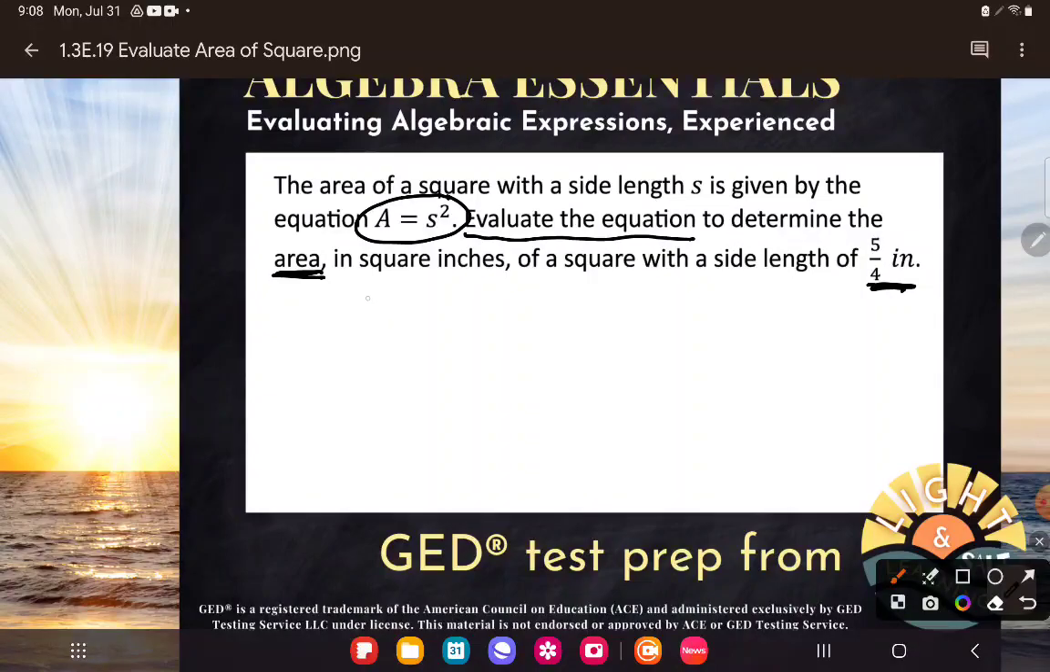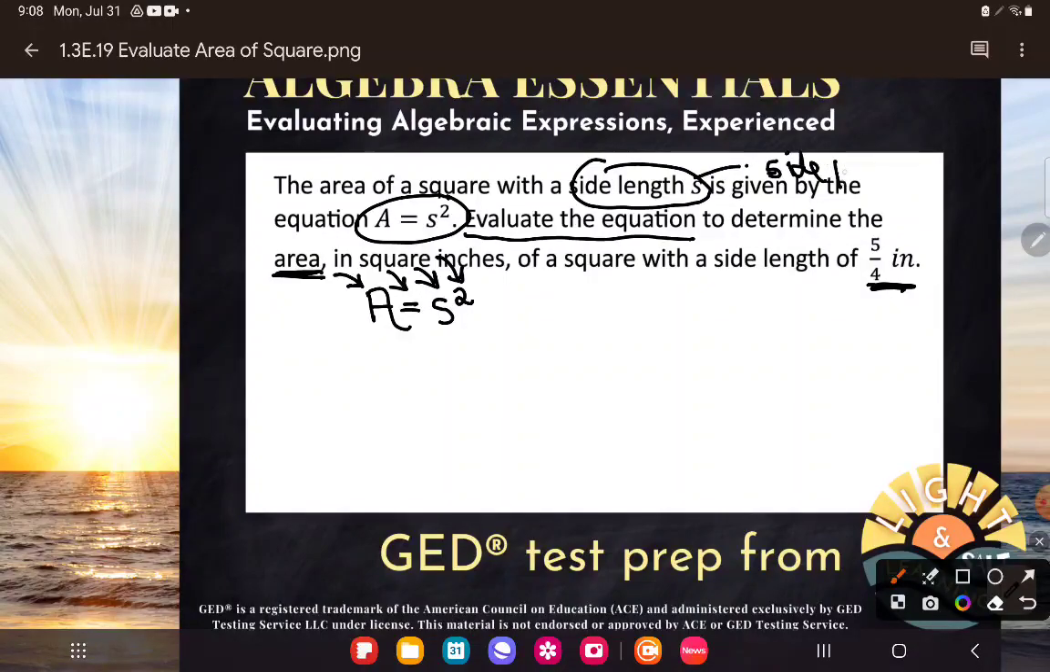So I'm going to go ahead and copy this down. A equals s squared. And think about what this means. It says the area is, or to find area, take s and square it. Now you might say, well, what's s? Well, I told you in the problem. Notice I said with a side length, s. S is the side length of the square.